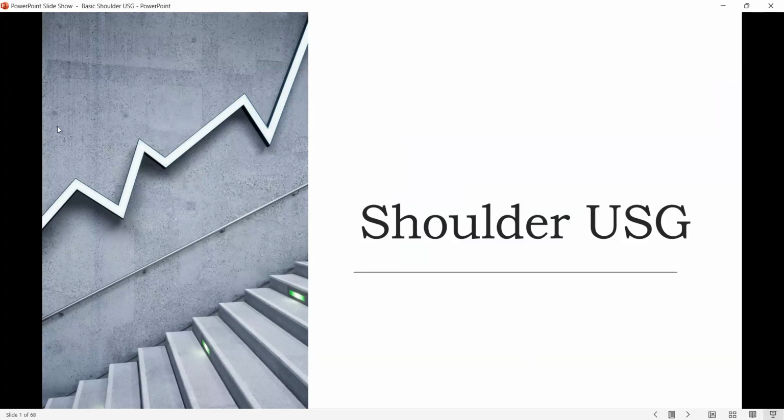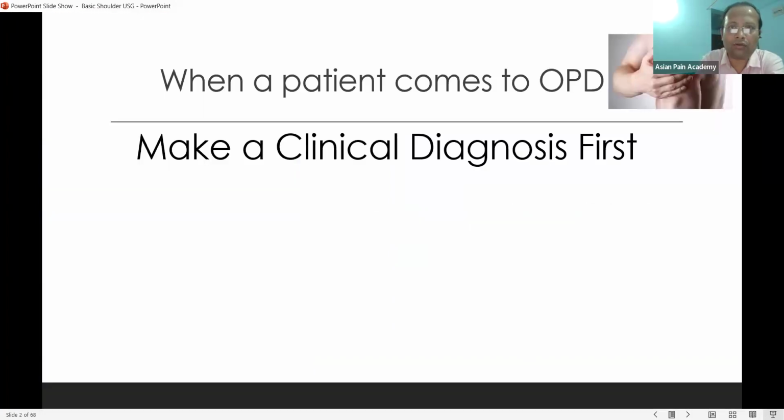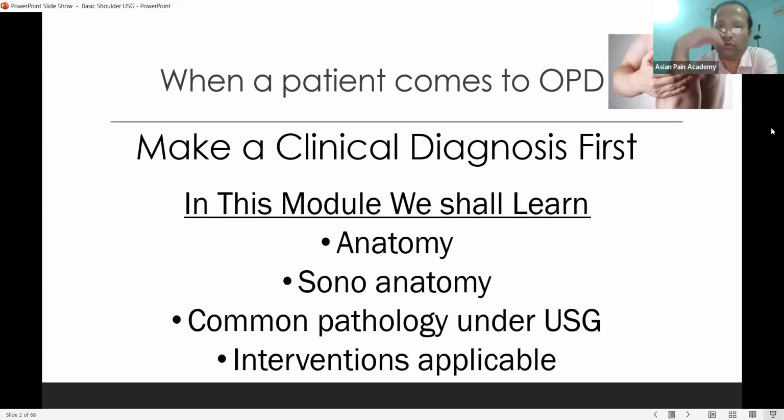Yes, sir. Okay. So I'm going to start with the shoulder USG. Now, when a patient comes to the OPD, first what we do, we make a clinical diagnosis. So in this module, we shall learn about the anatomy of the shoulder, followed by the sonoanatomy of the shoulder, and then common pathology, what we see under USG, the common diseases, and then interventions applicable.